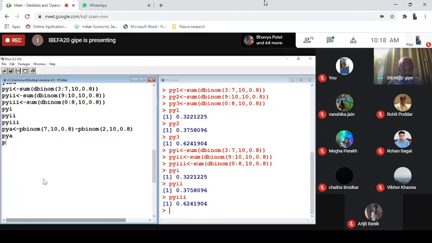Next, PYB, second part. I want the probability more than 8. That means 9, 10. So this is 1 minus P binom more than 8. So 8 I don't want. This is the probability. And the final, it is up to 8, inclusive.